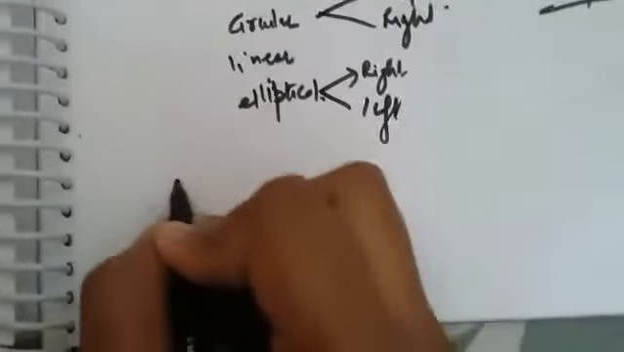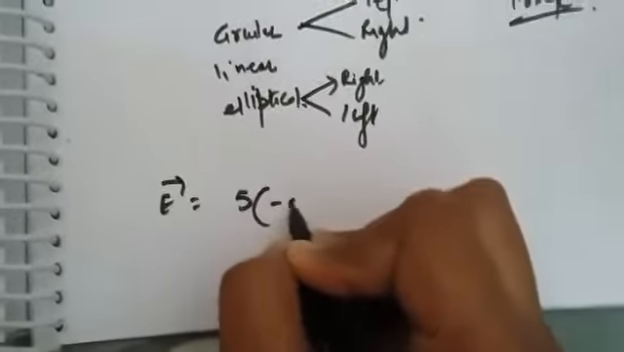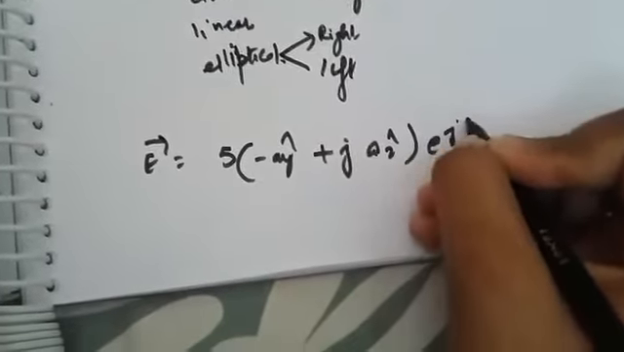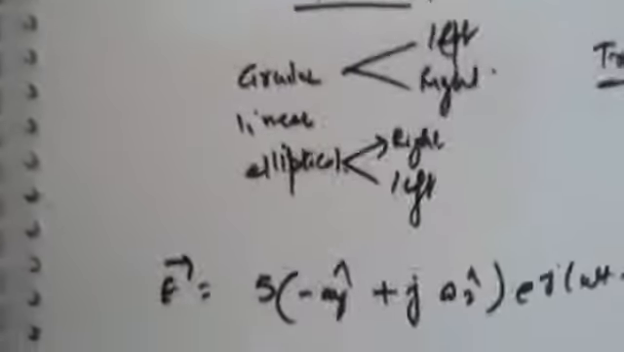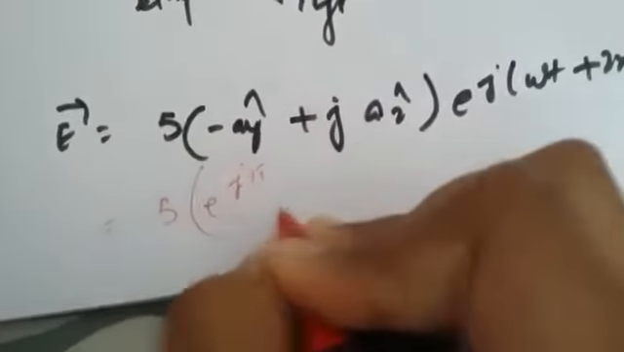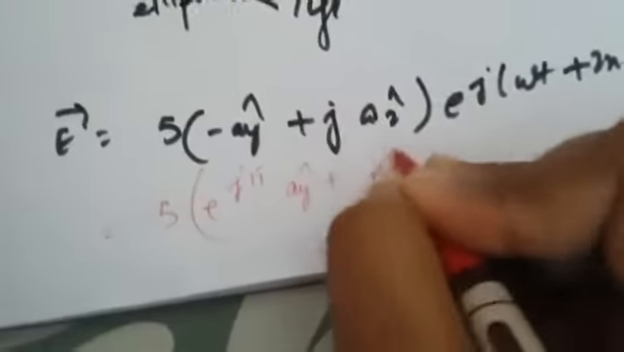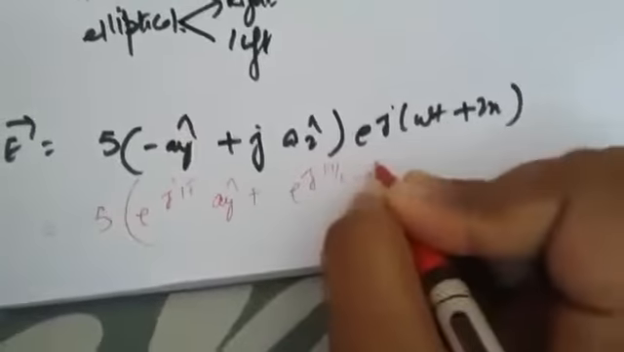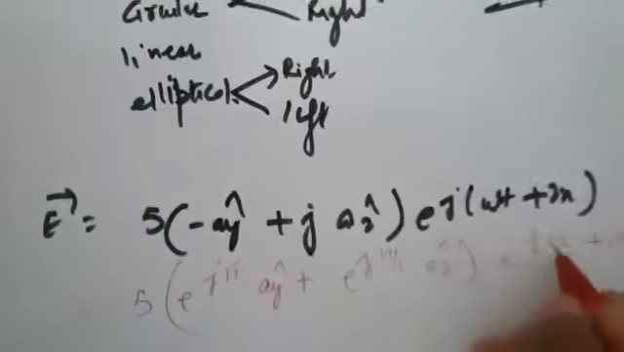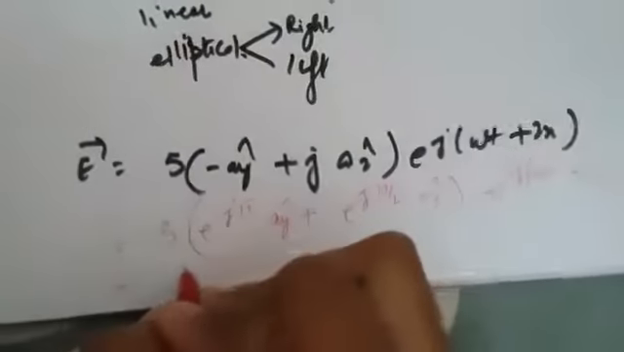Okay, now we'll do another question. I'll write it on another page. The question is E is equal to (5 minus a_y cap plus j a_z cap) e^(j(omega t plus 2x)). For minus, I have already told you, you have to use 5 e to the power j pi a_y cap. For j you have to use e to the power j pi by 2 a_z cap, e^(j(omega t plus 2x)). Right, I'll open it out.